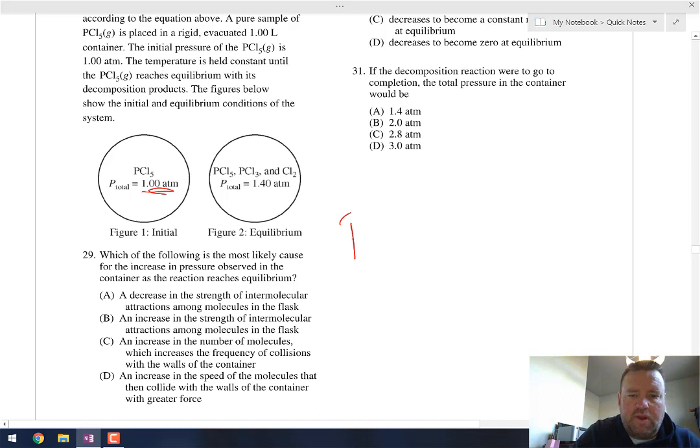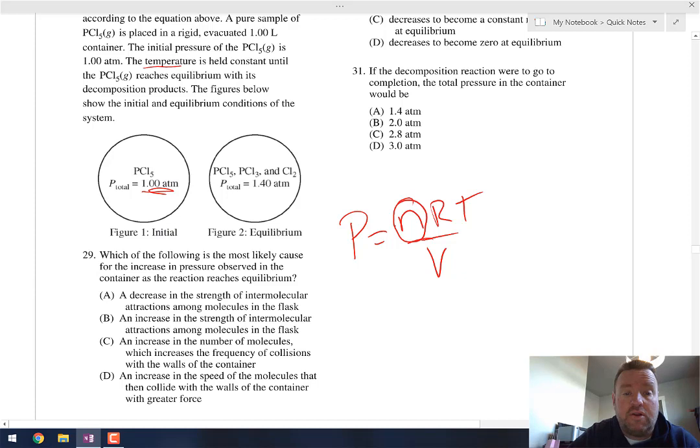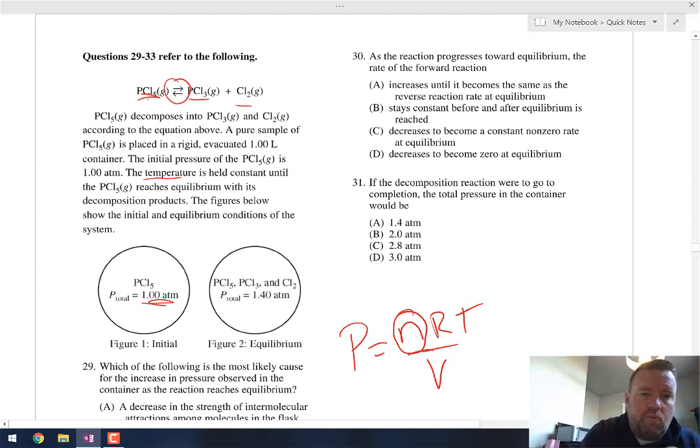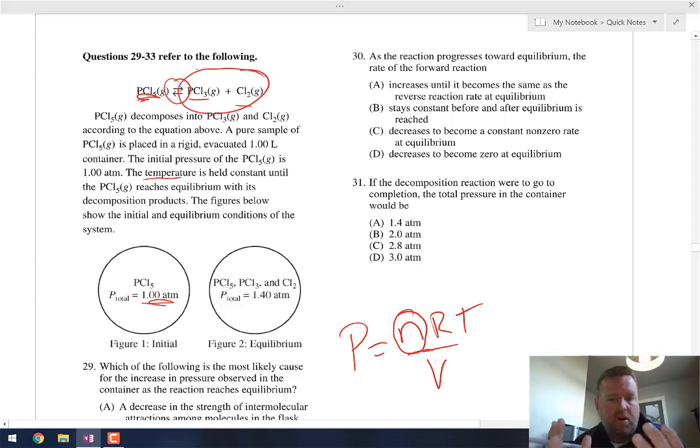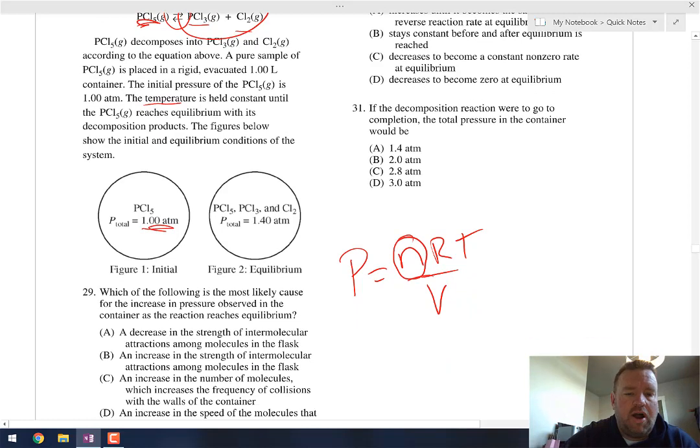Okay, remember that pressure is equal to, we just talked about this, nRT over V. So again, the volume hasn't changed, the temperature is held constant, the volume of the container is the same, so the only thing that affects the pressure is the number of particles in that mixture. So you're going from one gas particle, and as that breaks apart, it makes two. So if the number of particles in the container increases while everything else remains constant, then we know that the pressure has to go up.